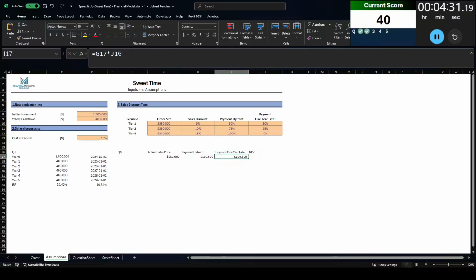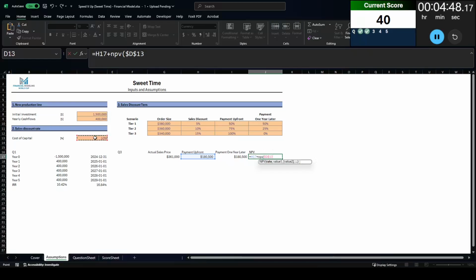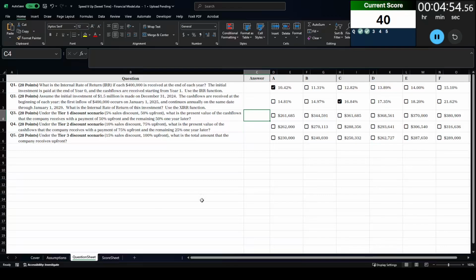Now, for net present value, here's how I'm going to calculate this. The net present value for something that happens now is going to be that amount. So I'm just going to highlight that amount there. And I'm going to add the net present value with 10% rate of the payment received in the future. So that's going to give me a total of 344,591, which is right here.